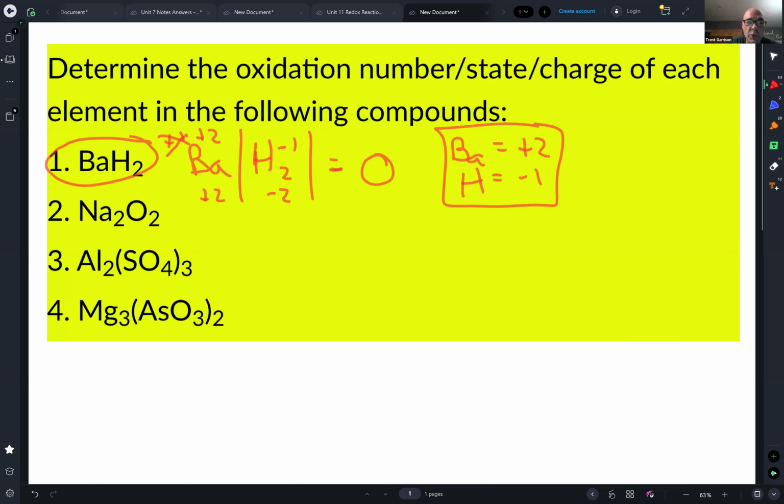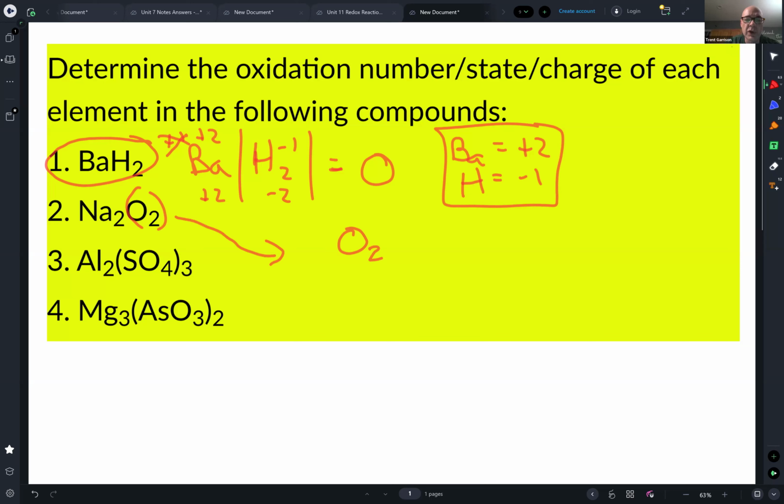All right, same thing for number 2. This is also one of those exceptions to the rule. So this would be the exception to rule number 4. This is rule number 5, I believe. Let's see, 3, 4. I believe this is rule number 5 is what this one comes to. And this is a peroxide.